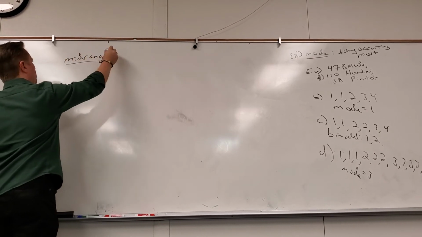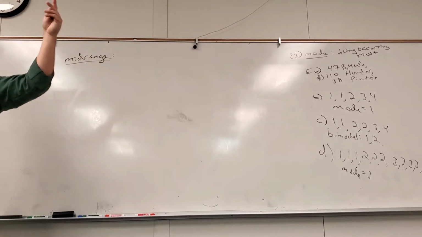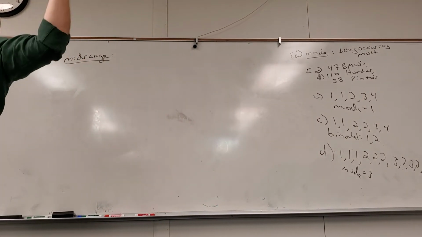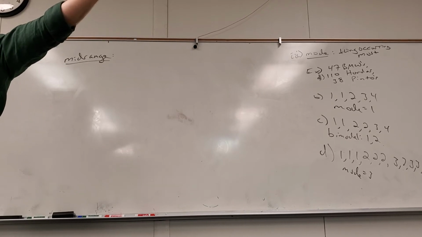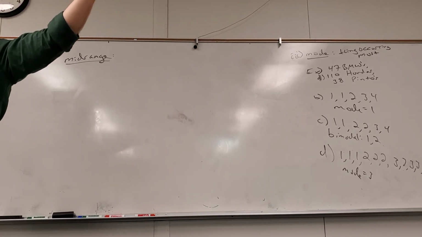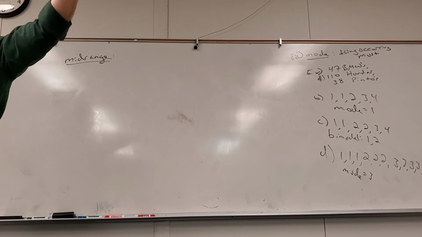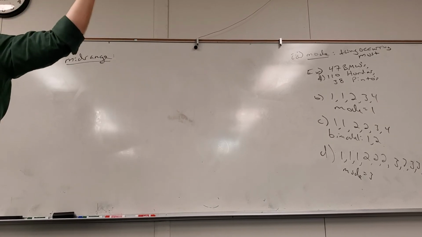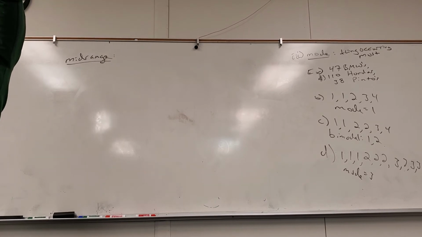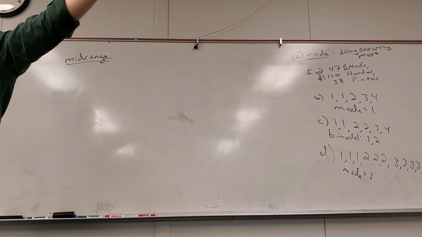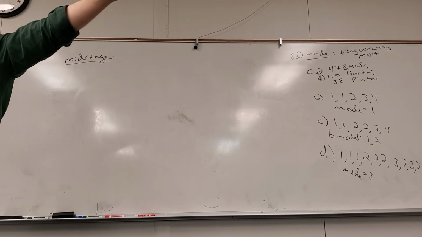It's called the mid-range. Remind me what the range is. What's the range? High minus low. So the mid-range is the number that is in the middle of the range. What is a little evil about it is, how do I find the middle of any two numbers? I take the average.